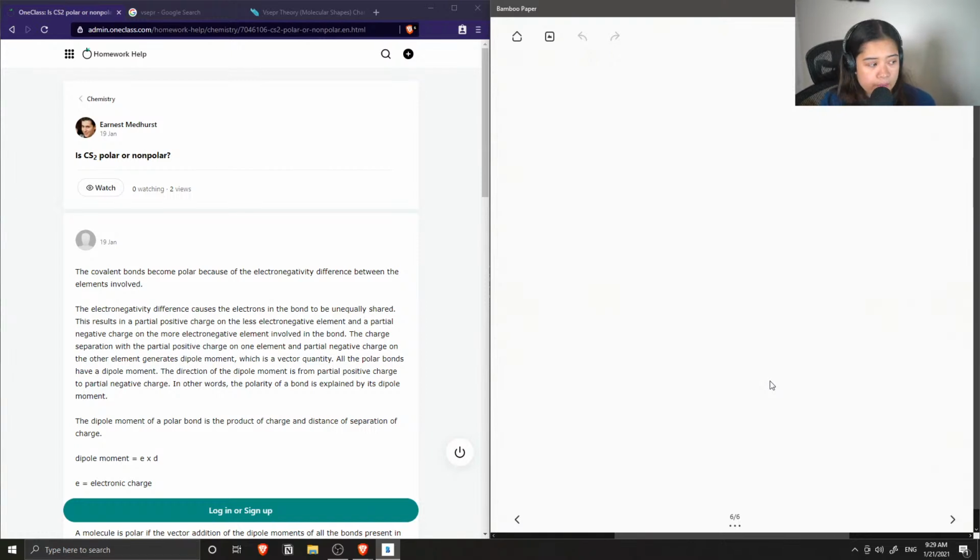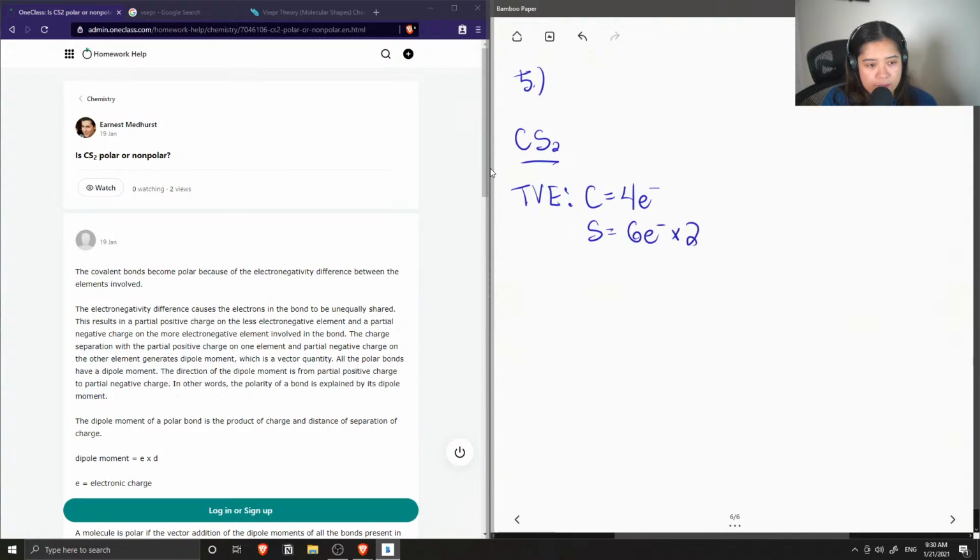Okay, so question number 5. Is carbon disulfide polar or nonpolar? So first let's draw out its Lewis structure. And first we're just going to find the total number of valence electrons for this molecule. Carbon has 4 electrons. Sulfur has 6. And we have 2 sulfur atoms, so we multiply that by 2. And we end up with 16 valence electrons.